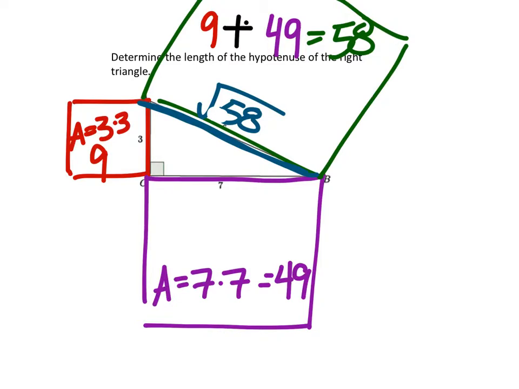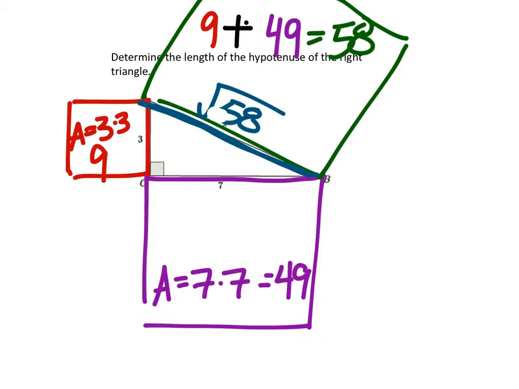So, it's not dividing in half. I took the area of that red square, which is 9, and the area of the purple square, which is 49. I added those two areas together to get 58 in green. The length of that is the square root of 58. That's not a long division symbol. That's a square root radical symbol.